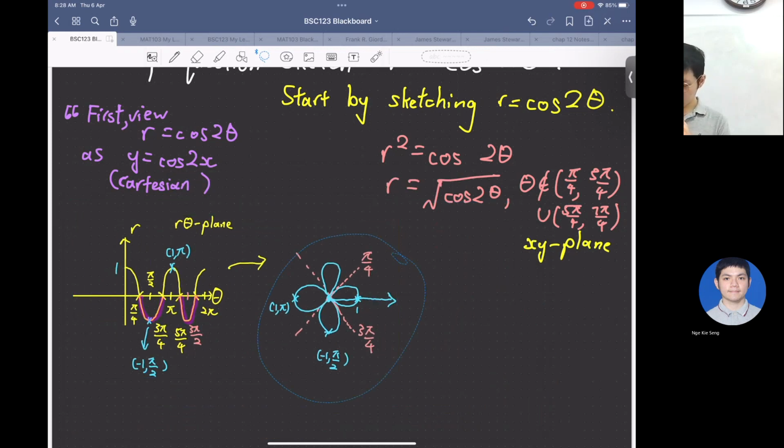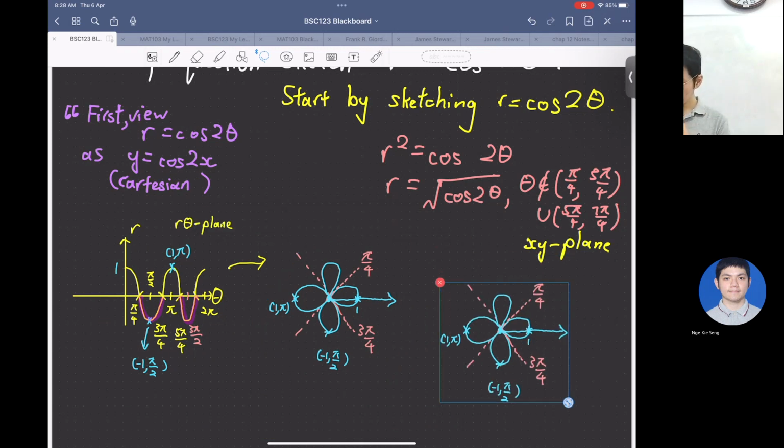Okay, so we will start with the basic curve, and then we remove the top leaf and the bottom leaf. So this one is for r equals cos 2 theta. This one is for r squared equals cos 2 theta.